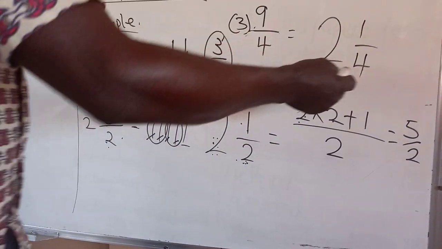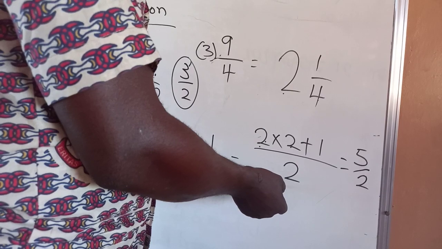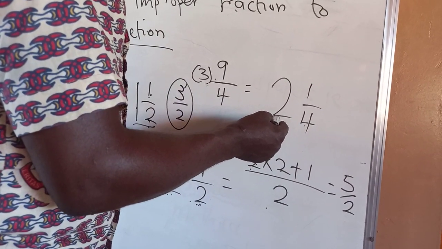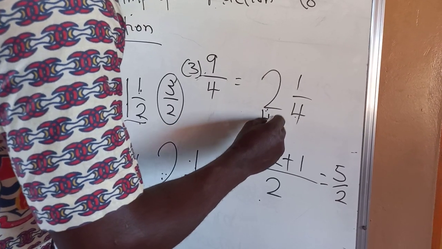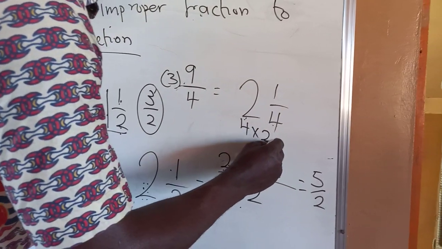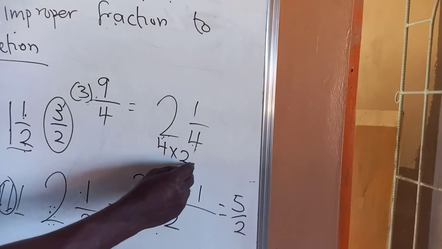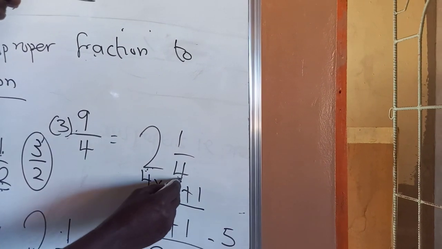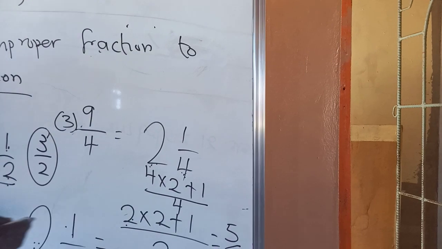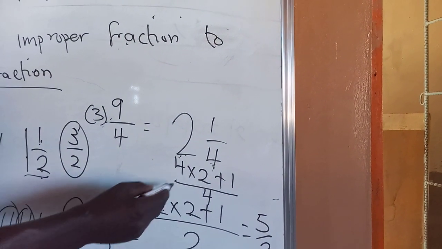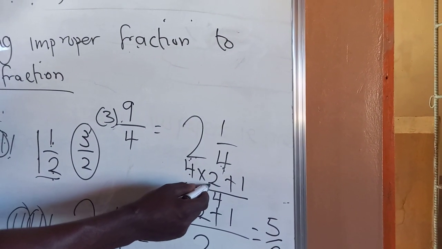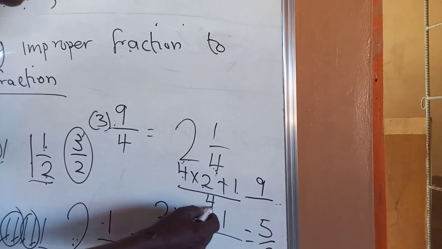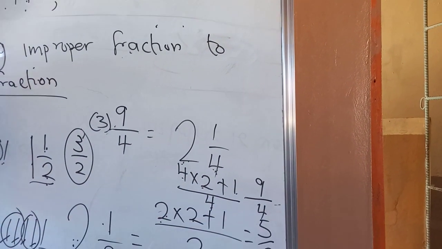The same thing that you do to this one too. If you like, pause the video and do it quickly. So 4 times 2. Let me write it here so that you see it. 4 times the whole number 2, plus the 1, all out of the denominator. Have you seen that? Yes. So 4 times 2 gives us 8. 8 plus 1 gives us 9, out of the denominator, that is 4.